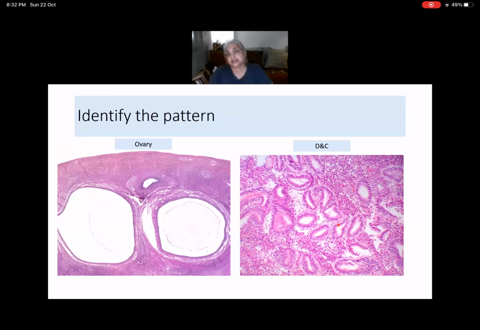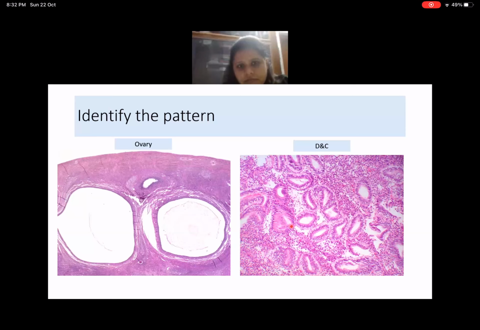What would you call this pattern? So there's a follicle. Yes, it's a follicle. It's a cystic follicle. It's spherical. It's there in the ovary. If you didn't know it was in the ovary, maybe you would just call it a cyst.